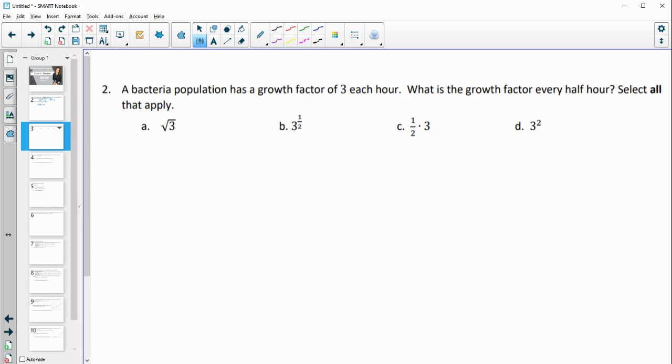Number 2, a bacteria population has a growth factor of 3 each hour. What is the growth factor every half hour? Select all that apply. So same thing as the last problem, except for this time our growth factor is 3 every 1 hour. So then we're cutting that exponent in half. So we're doing 3 to the 1/2 power, which again, 1/2 power is the same as square root 3. So A is the growth factor, and so is B after a half hour.